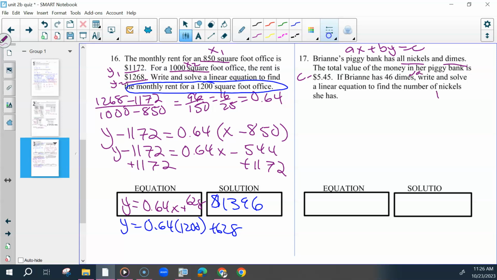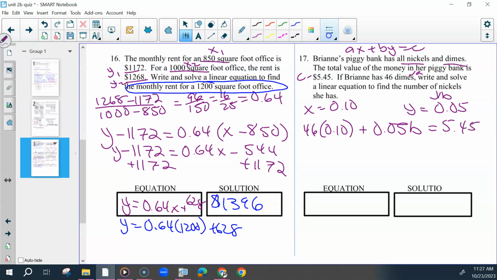Let's call that A, let's call this B. And then our X would be the value of the dimes. And our Y would be the value of the nickels. Be careful, some of you put 0.5 instead of 0.05, which changed your entire problem. Then your equation would be putting in all of the numbers. So 46 times 0.10 plus 0.05 times B equals 545. So that would be your equation.